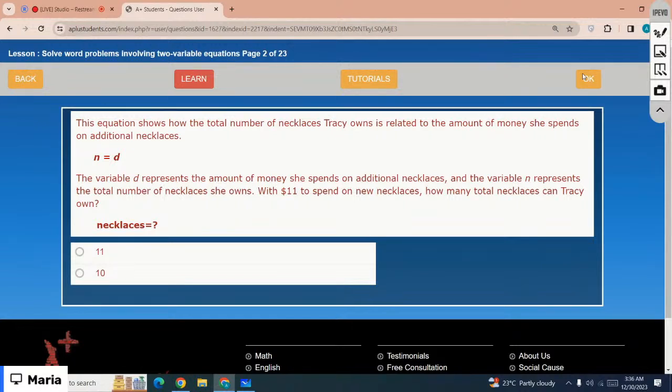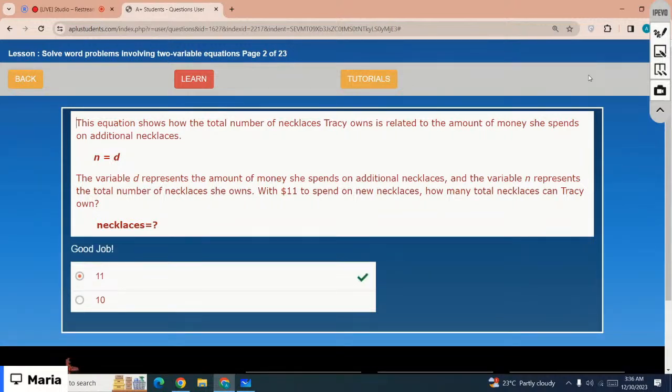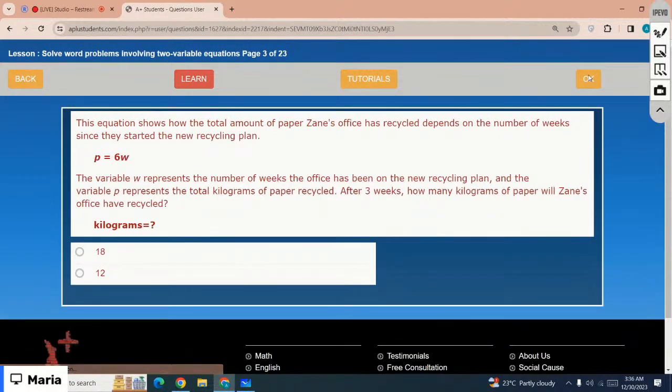The correct option is yes, that is 11. Very good. Option number 1 is the correct option, right? You just have to see the value of which variable is given and you have to simply evaluate the value.